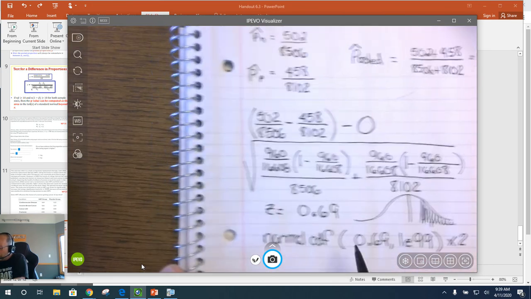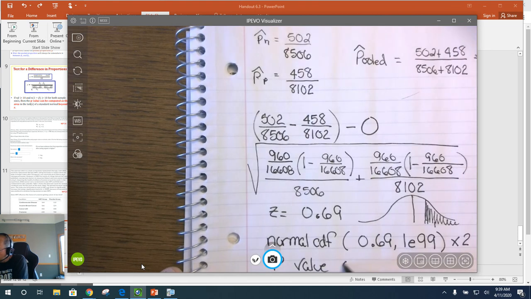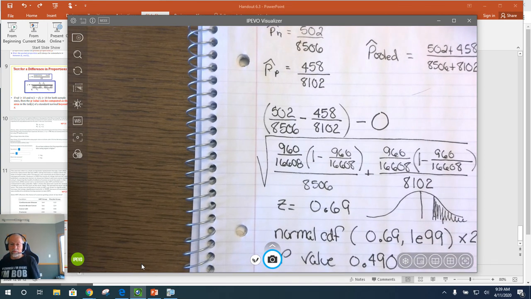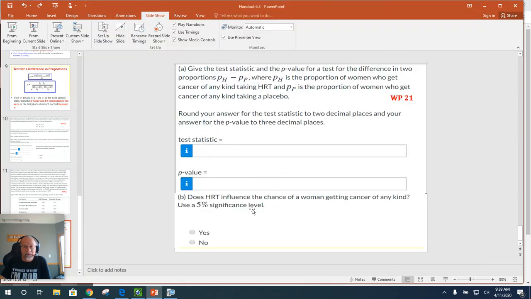I've got a p-value at 0.49. I think I had 0.490. Okay. P-value, 0.490. So what does that say? Well, first of all, there's my p-value. Does HRT influence the chance of women getting cancer of any kind using a 5% significance level? Remember, we did not reject H sub O based on a 0.490 p-value, so our indication has to be no.